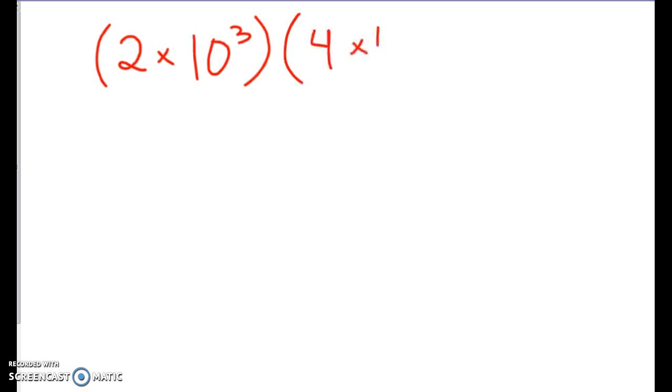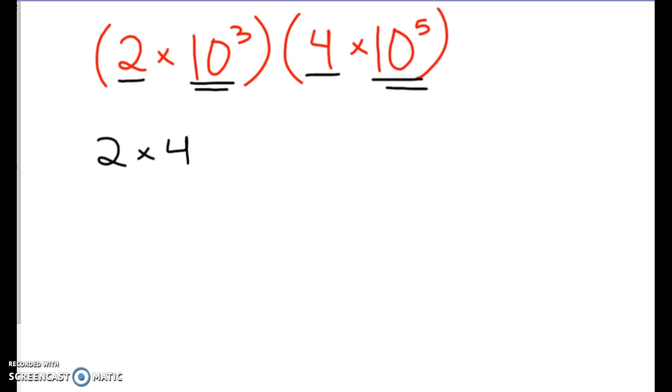So I would write down this problem: 2 times 10 to the third power times 4 times 10 to the fifth power. When we are multiplying with scientific notation, I like to split it up. I like to do my 2 times my 4, and then my 10s I like to multiply. So I split it up into two separate problems: my 2 times 4, and my 10 to the third times 10 to the fifth. Well, 2 times 4 we know is 8.